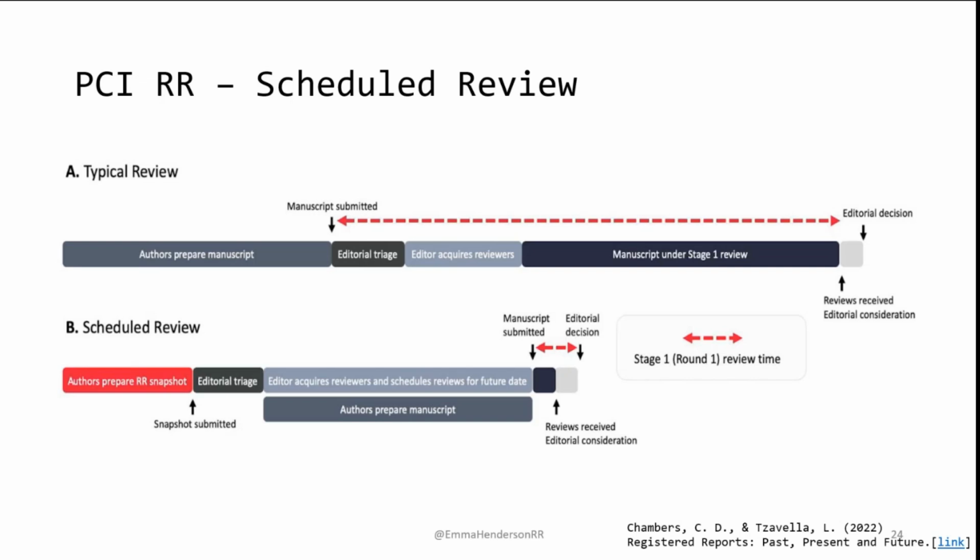That's what you submit to PCI-RR, and that undergoes editorial triage. So they will then say yes or no, we're interested in reviewing this stage 1 manuscript. And if they say yes, then you can go ahead and write your stage 1. And whilst you're writing it, they will acquire reviewers. So they will then book in those reviewers. So you'll say, okay, I'm going to submit it on the 1st of August.